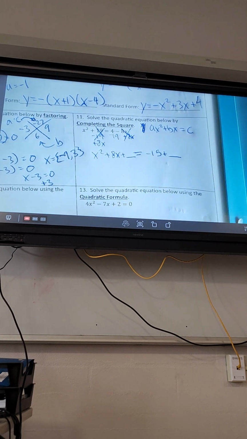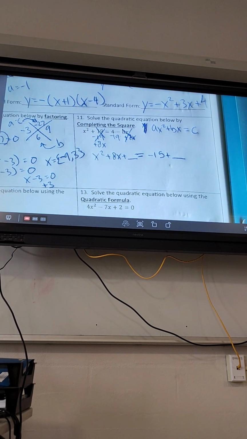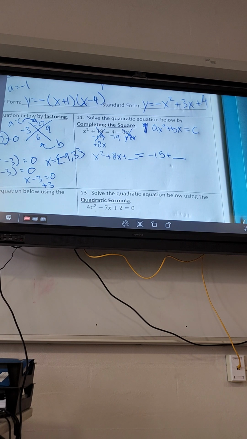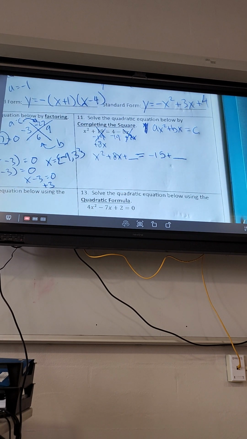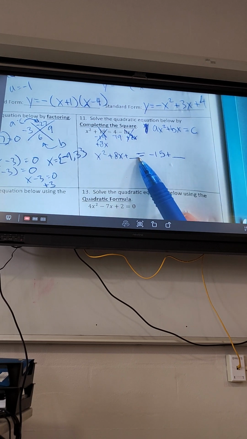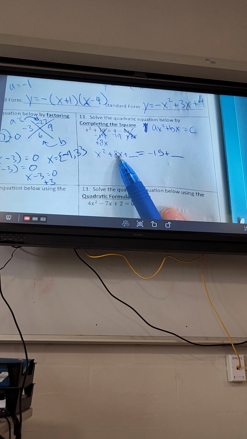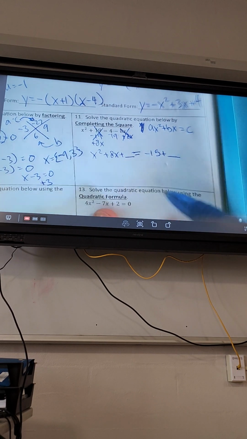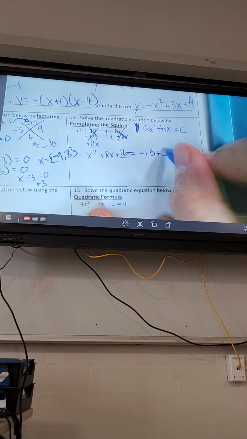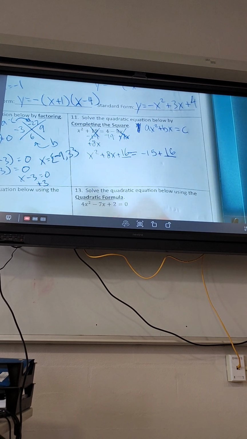Now guys, I've already seen your test. Your test has a completing the square problem worked out all the way. You're going to be filling in the blanks as it goes, right? So in this blank right here, remember it has to be half of that number squared. What's half of 8? 4. What's 4 squared? 16. Yep, so 16 is the number we're adding to both sides.